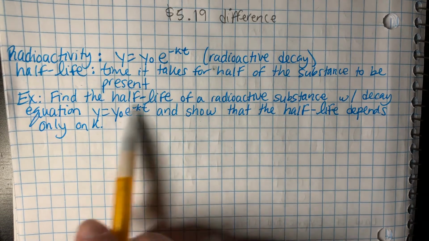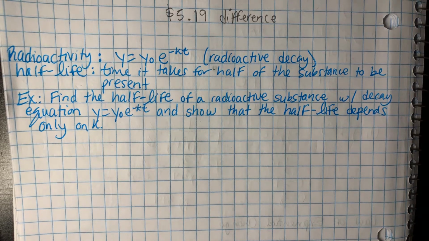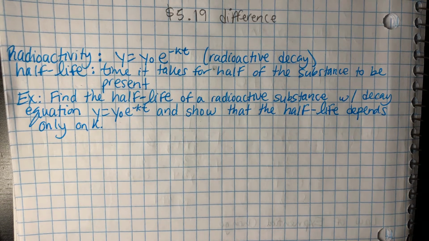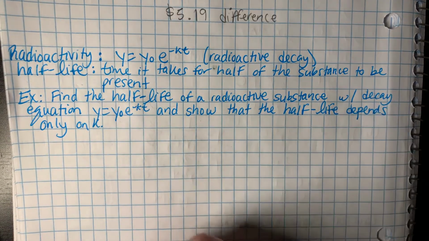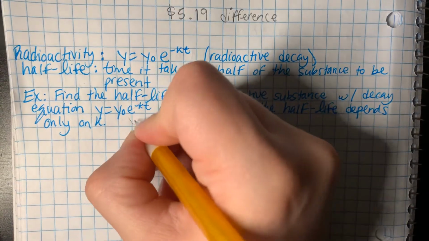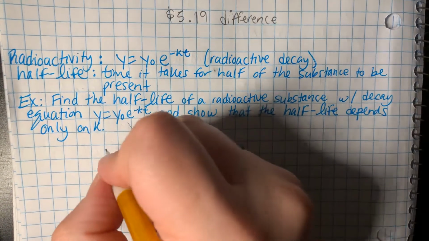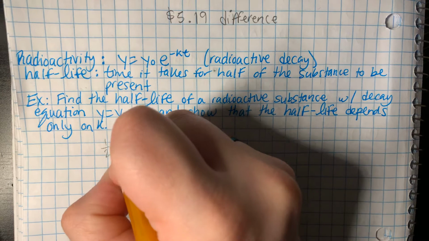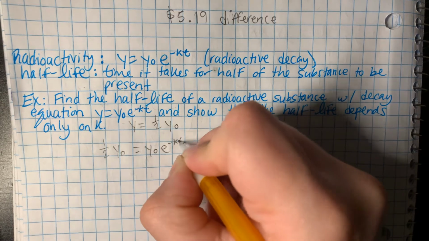So we're going to manipulate this equation pretty much to solve, to see what is left over time. All right. So when we talk about half-life, that means that this y is going to be half of our initial value. So y equals half of y0. So what we can do is substitute that in. So we're going to put 1/2 y0 equals y0 e to the negative kt. Okay.